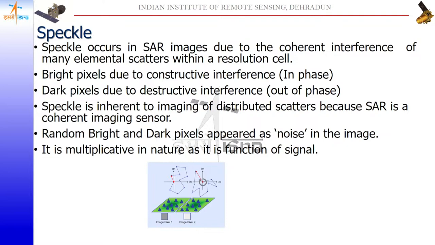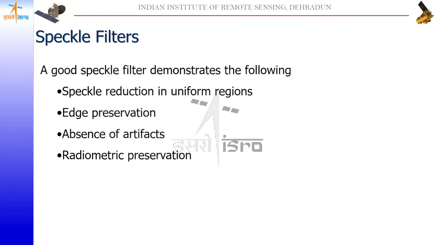Speckle is actually the noise generated through the constructive and destructive interference of the signal. Where there is constructive interference, it will be bright, and if it is destructive interference, it will have dark energy. It is a random phenomenon, so it produces random black and white pixels in the SAR image. So we have speckle filters.